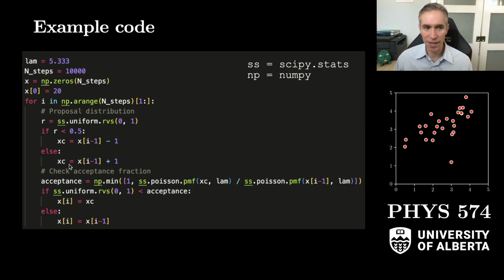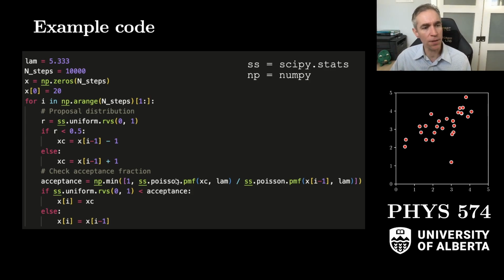And then I need to check the acceptance probability here. So what we're going to do is we'll take its np.min, so the minimum of the two values. It's either 1 or the ratio of the Poisson distribution at xc relative to where we are in the chain. And then I say, okay, if my random deviate on 0, 1 is less than the acceptance fraction, I take the step. Otherwise, I stay where I am. That's all there is to a Metropolis-Hastings algorithm.